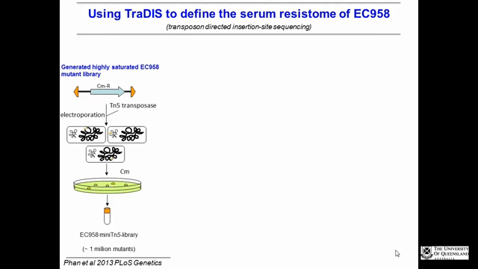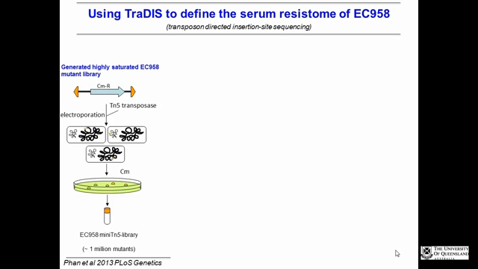So in order to look at its ability to survive in the bloodstream, we devised a particular genetic screen using a method that we'll refer to as TRADIS, or transposon-directed insertion site sequencing. I'll take you through the method, and then how we've been able to interrogate and identify all of the genes that are required by this organism for survival in serum, which we've called the serum resistome of E. coli ST131.